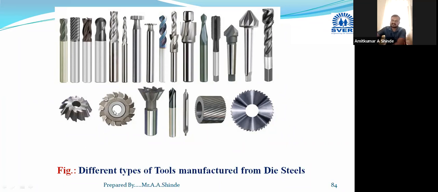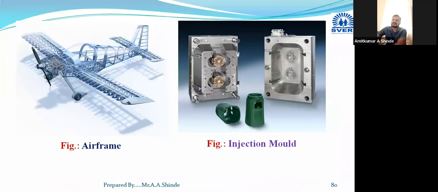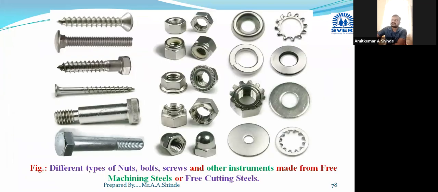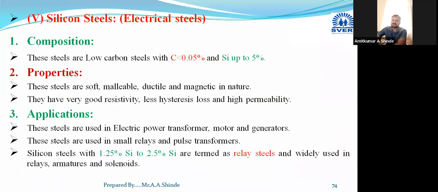Now I will summarize this session. In today's session, we have completed four types of alloy steels. In the previous session I completed four, and in this session I have completed four types. Today we started with silicon steel. This silicon steel is also known as electrical steel. It is a low carbon steel with less than 0.05% carbon and silicon up to 5%.